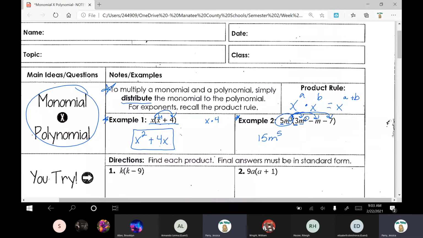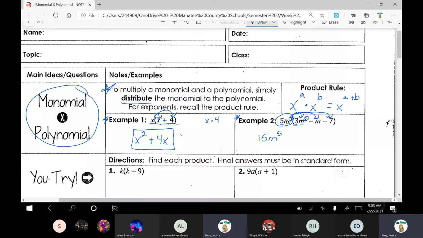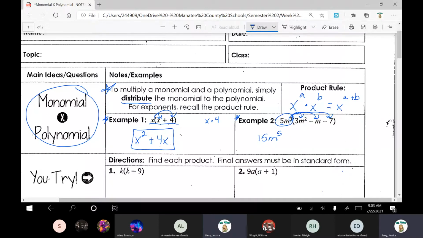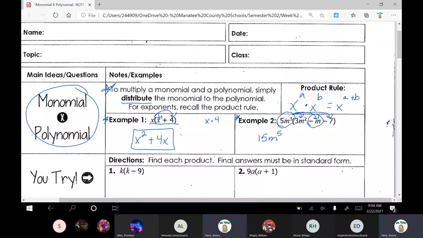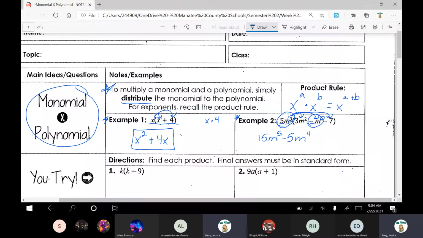And then let's go on to our next jump. Let me erase this so we can see it a little bit better here. Going on to our next jump, this 5m to the power of 3 times negative m. So multiply the coefficients, the numbers. 5 times invisible negative 1 is negative 5. And then we've got our variable m. Add the exponents. 3 plus invisible 1 is 4.